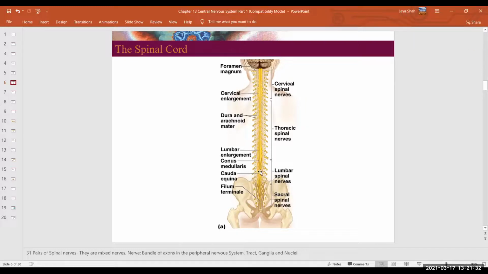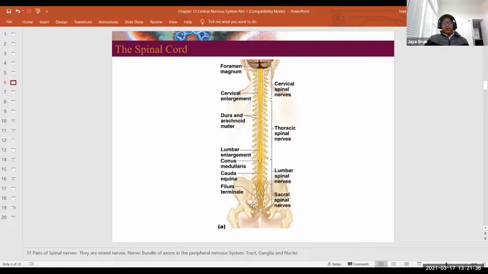Then the central fiber continues in the coccyx, and that is called filum terminale. They are very thin, tiny thread-like structures. That's why we call them filum terminale. Okay, so these are the terminology. We're going to go over them again.